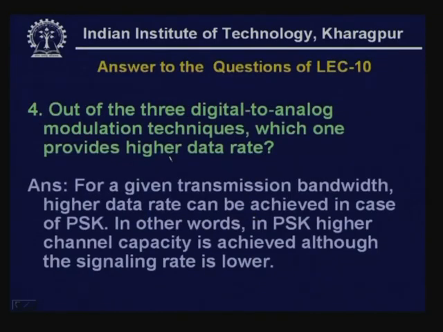Fourth question was, out of the 3 digital to analog modulation techniques, which one provides higher data rate? Answer is, for a given transmission bandwidth, higher data rate can be achieved in case of PSK. In other words, in PSK, higher channel capacity is achieved although the signaling rate is lower. So, that is the end of all the questions.